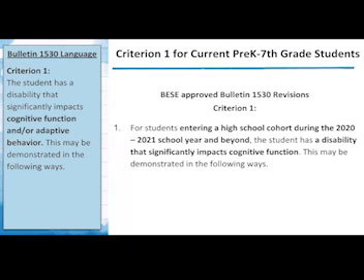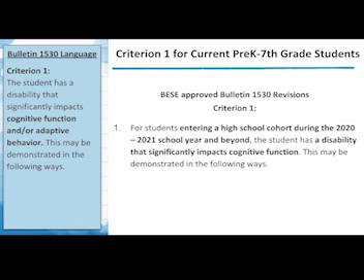The information on the left of the slide should be familiar because it's the current criteria being used by IEP teams. It says that student has a disability that significantly impacts cognitive function and/or adaptive behavior. This may be demonstrated in the following ways. If we look to the center of the slide, we see the BESE approved revisions. The policy now reads, for students entering a high school cohort during the 2020-2021 school year and beyond, the student has a disability that significantly impacts cognitive function. This may be demonstrated in the following ways.